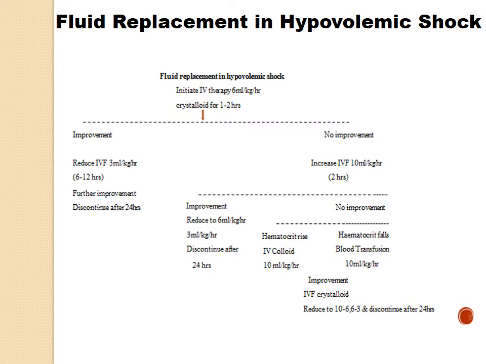If improvement is there, then reduce to 6 ml per kg per hour, 3 ml per kg per hour, discontinue after 24 hours. If improvement still is not there, then if hematocrit rises, IV colloid 10 ml per kg per hour, means we have to give. If hematocrit falls, then blood transfusion we have to do, 10 ml per kg per hour.